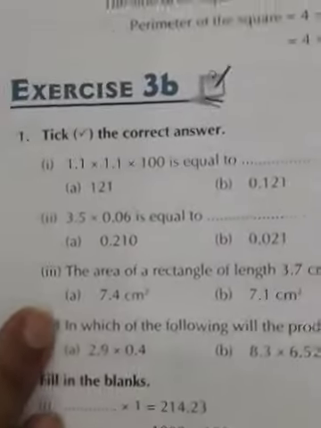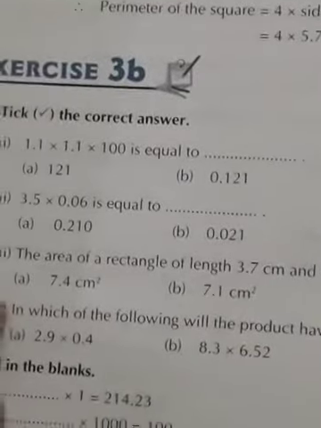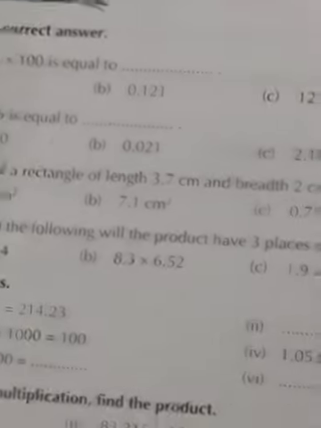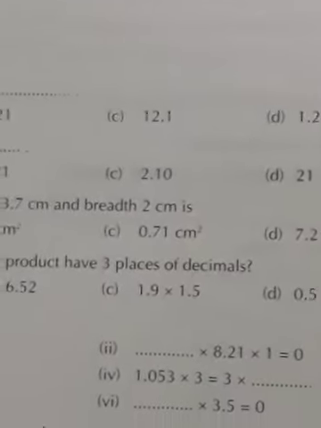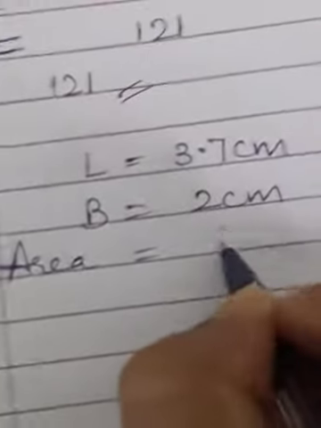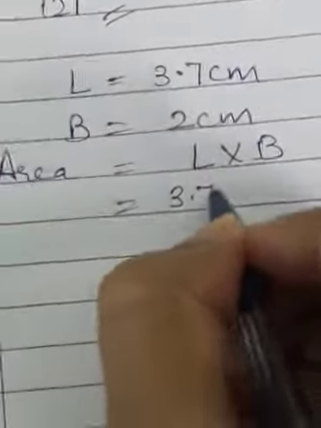Let's take the third part. The area of a rectangle of length 3.7 centimeter and breadth 2 centimeter. What is the area of the rectangle? Area of a rectangle has the formula length into breadth. So length is 3.7, breadth is 2. Now we will multiply this.